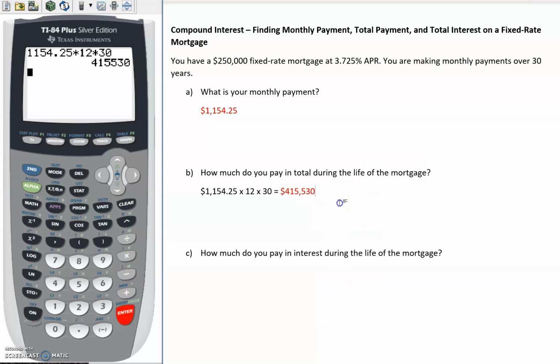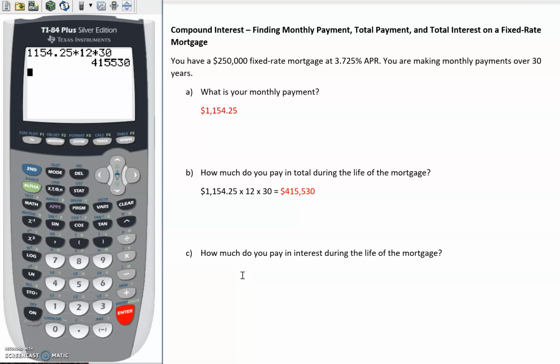So this amount should be more than the amount that we borrowed because we have to pay it back. We have to pay back that initial $250,000, but we're also paying interest on it. So oftentimes the amount that you pay for your mortgage is nearly double what the initial amount was. And that's kind of the importance behind maybe paying a little bit extra if you can, paying ahead on that loan.